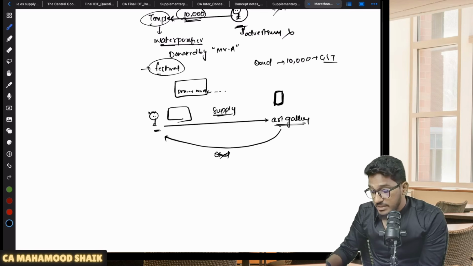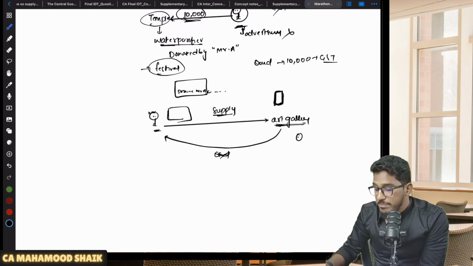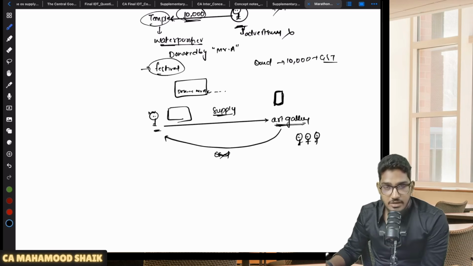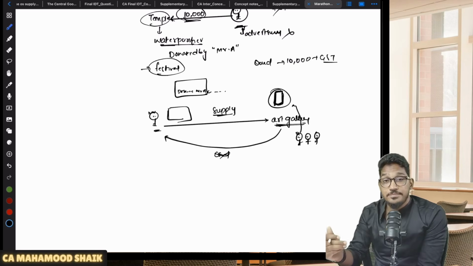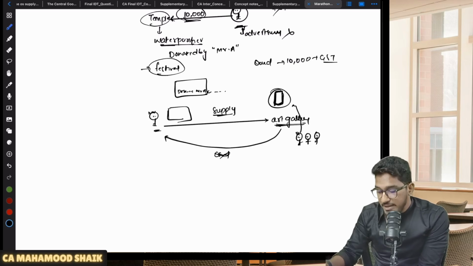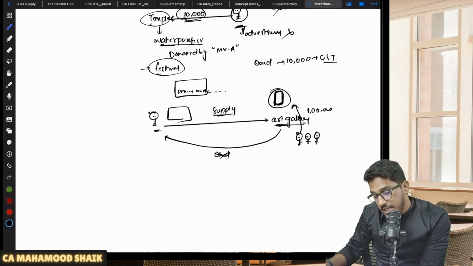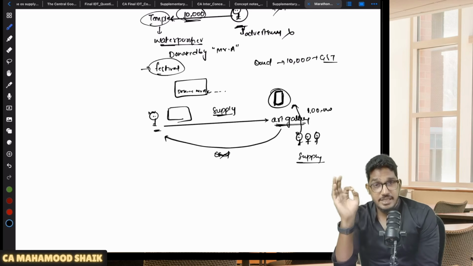But let us say, for example, at the art gallery, my painting was exhibited. Now people started walking in. The visitors will come and watch that artwork. One visitor liked my artwork and purchased it. He paid me some 1 lakh rupees and purchased it. Now did the supply take place? Yes. Here is the place where supply has taken place.